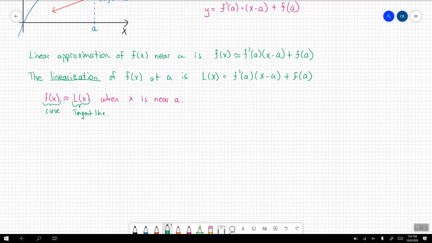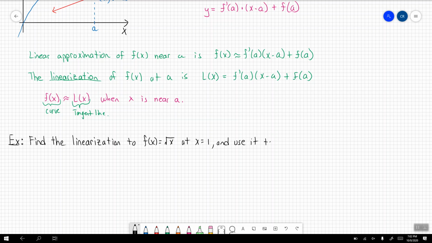So let's put this to use. So here goes this question, where we want to find the linearization to f of x, which is equal to the square root of x, at x is equal to 1, and use it to approximate the square root of 1.1.